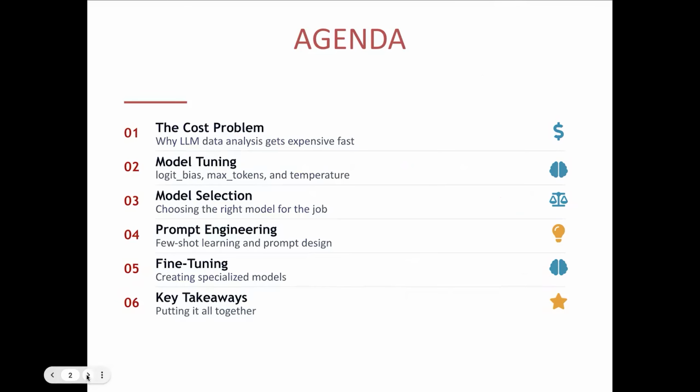Here's a quick roadmap of what we'll cover. First, we'll start by introducing the cost problem, which is really the motivation behind everything in this chapter. Then we'll walk through four main optimization strategies: model tuning, model selection, prompt engineering, and fine-tuning. Each comes with their own individual trade-offs, which will be explained and demonstrated with concrete numbers and code examples throughout. And finally, we'll wrap it up with key takeaways, what actually works best and when.